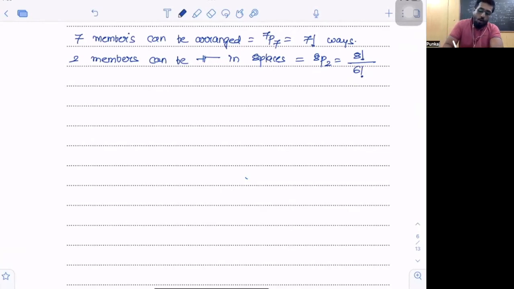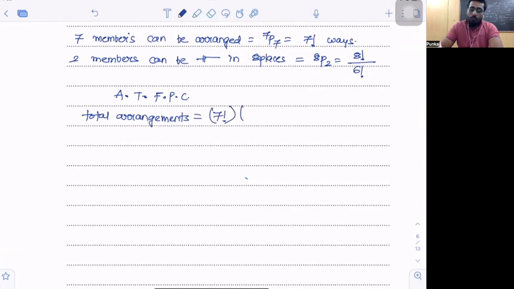That means according to fundamental principle of counting. So when I say FPC, that's a short form that I'm using for fundamental principle of counting. So according to the fundamental principle of counting, total arrangements would become equal to what? The first thing was done in 7 factorial ways. So I write 7 factorial multiplied with, the second thing was done in 8 factorial divided by 6 factorial.